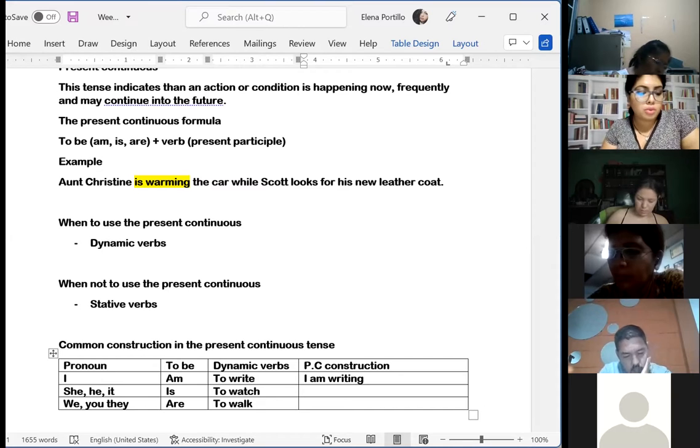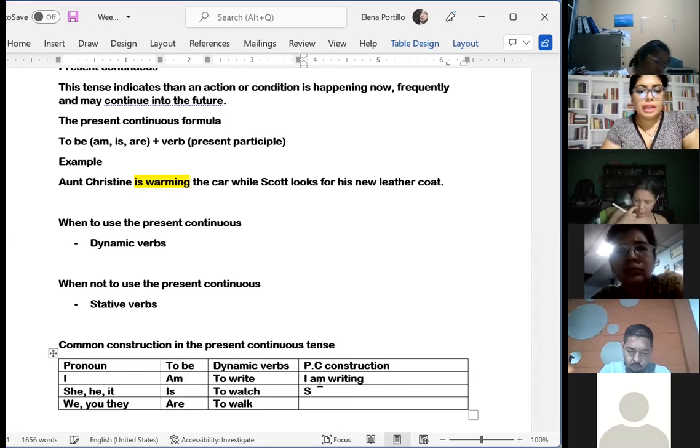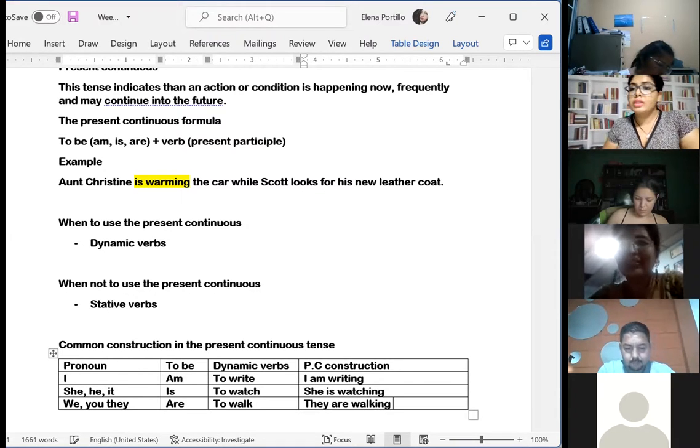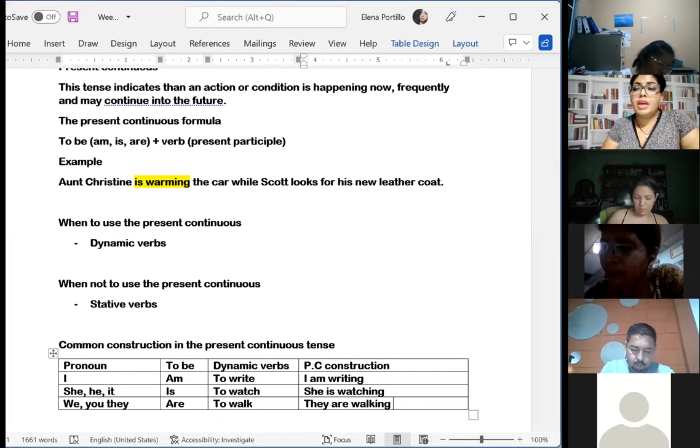Then we have the next one, that is he, she, it, and we are going to use it like this: She is watching. And the last one: They are walking. So that is very simple, because in this case we are going to use the subject or the pronouns, the verb to be, and the dynamic verb with the ing form or the ending.